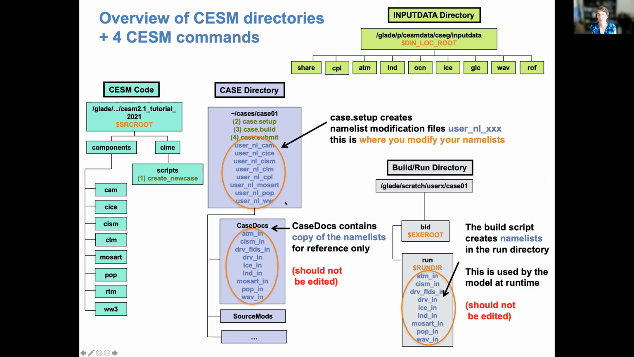Also, when you do the command case build or preview namelist, it's going to create the namelist in the run directory. This is what's going to be used at runtime when the model is running, but it should not be edited either, because if you edit something here, it will be overwritten when you submit your case. Basically, this is where you modify your namelist: in the file called user_nl_something, for every component: CAM, CICE, CLM, etc.